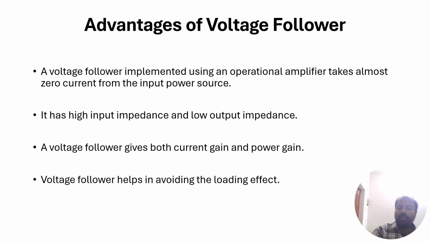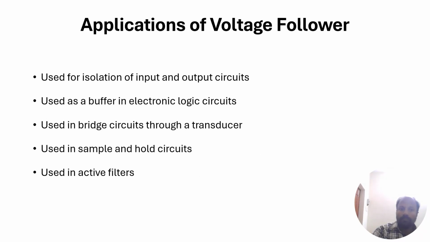Hence, if we want our circuit to be connected to a different impedance, in that case we can connect our voltage follower circuit so that we can avoid the loading effect. These are the main advantages of voltage follower. Next, the applications of voltage follower. It is used for isolation of input and output circuits. Using this circuit, we can isolate the input and output.